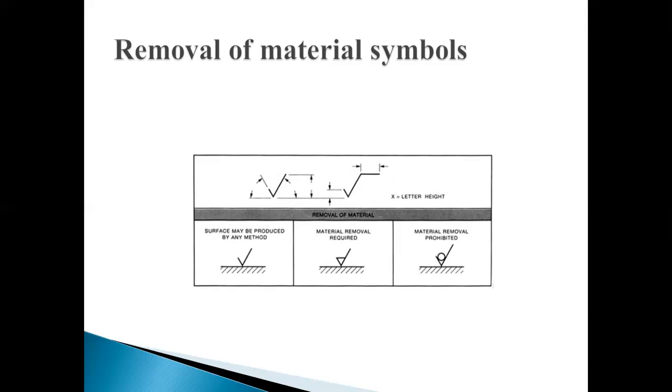And in the second symbol, there is a triangle completed in between the small and large legs, which means material is removed in the machining process. And in the third one there is a circle in between the two legs, which means the product has to be manufactured but material removal is prohibited.